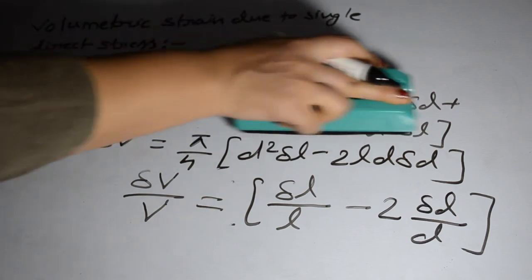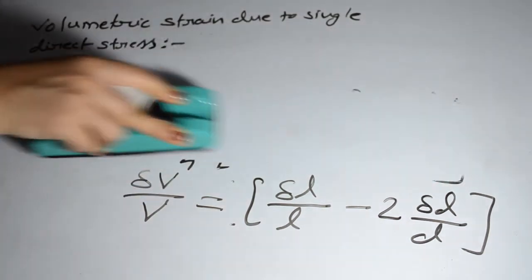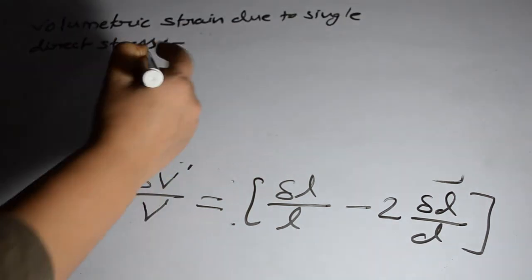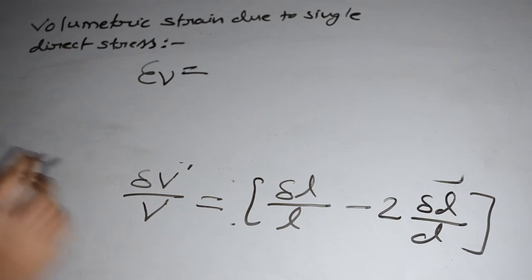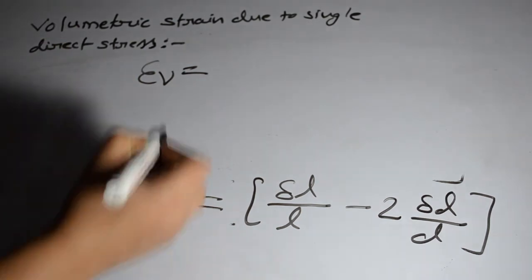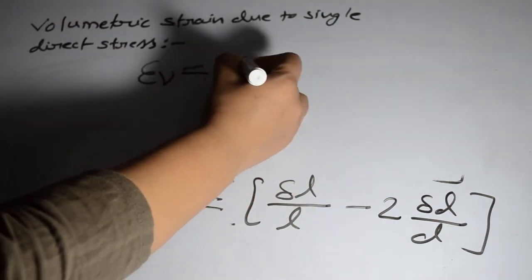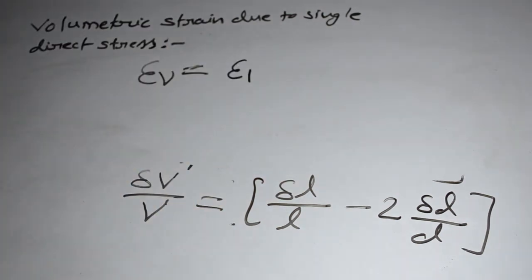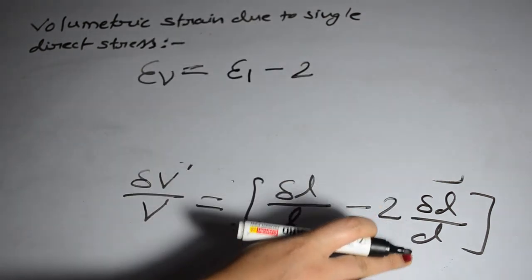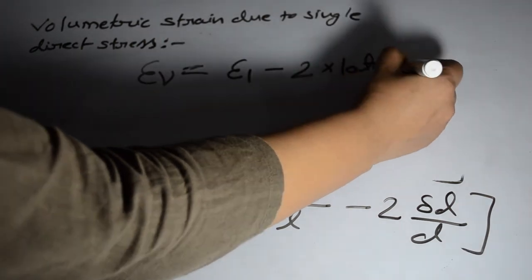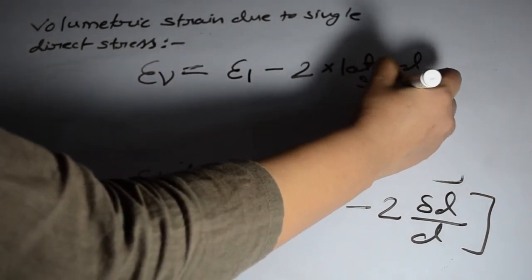So if we write here eta V, I am removing this. So here eta V equal to delta V by V is eta V, and delta L by L is the longitudinal strain. Okay, so if we are denoting this longitudinal strain by eta 1, so this will be eta 1 minus 2 into delta D by D, which is the lateral strain.